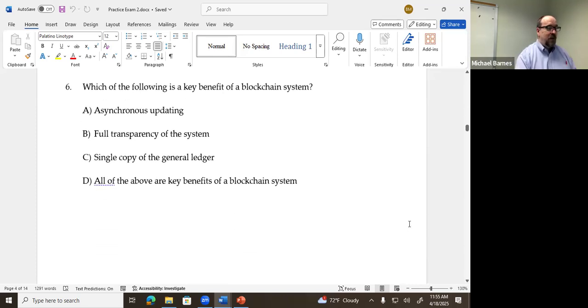All right, which of the following is a key benefit of a blockchain system? Is it asynchronous updating? The answer is no. Actually, blockchain uses synchronous updates. Full transparency of the system sounds like a good benefit, and that is one of the benefits of blockchain, so that's our answer, but let's go through the rest. Single copy of the general ledger? Actually, we have multiple copies of the general ledger. They're on all systems on the blockchain and they update simultaneously. So by definition, D cannot be it since A and C are not there. So B is our answer.